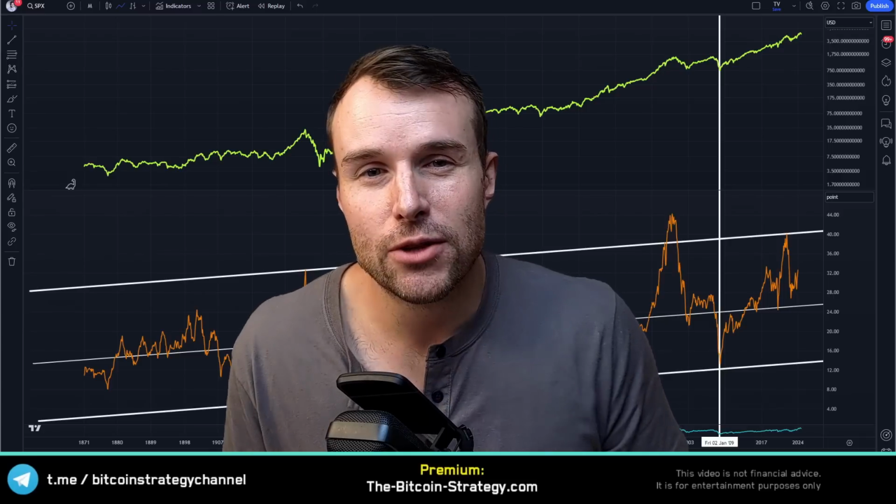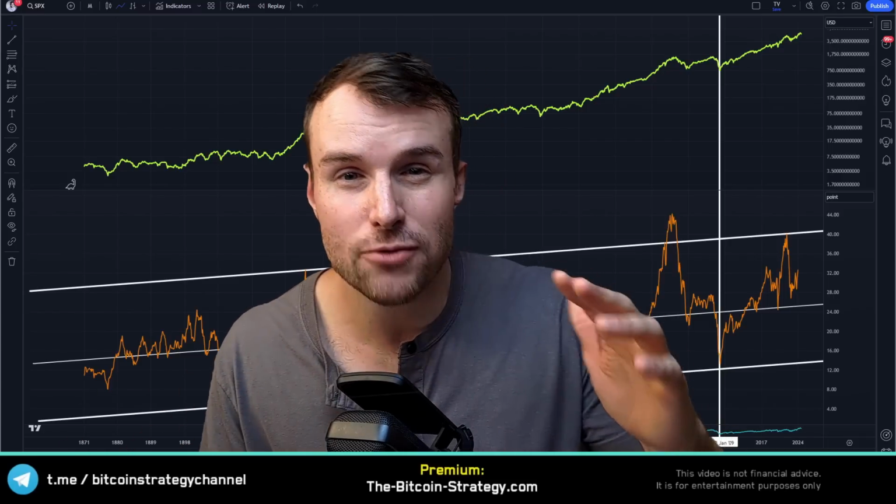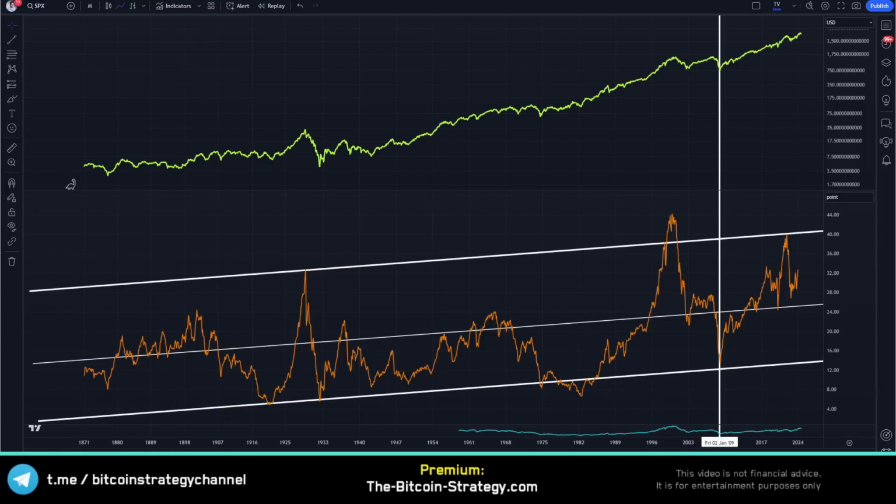So what we're looking at with the Shiller PE ratio of the S&P 500 is how expensive stocks are relative to their last 10-year earnings. What's the price of stocks relative to their earnings in the last 10 years? And sometimes this tends to peak, sometimes this tends to depress. And over the long term, this is actually going up.